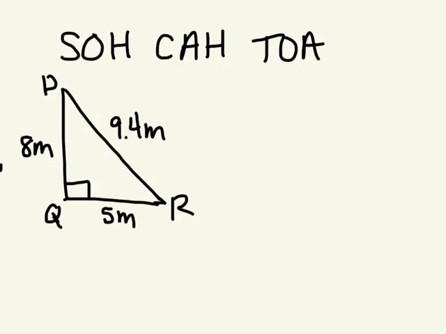Using SOHCAHtoa, we're going to find the measure of P. So this angle here. Whenever you're using SOHCAHtoa, what's the first thing you should do? We know this side is opposite because it's opposite the angle that they're asking you to find. 8 meters would be what? Adjacent. And then 9.4 is the hypotenuse.